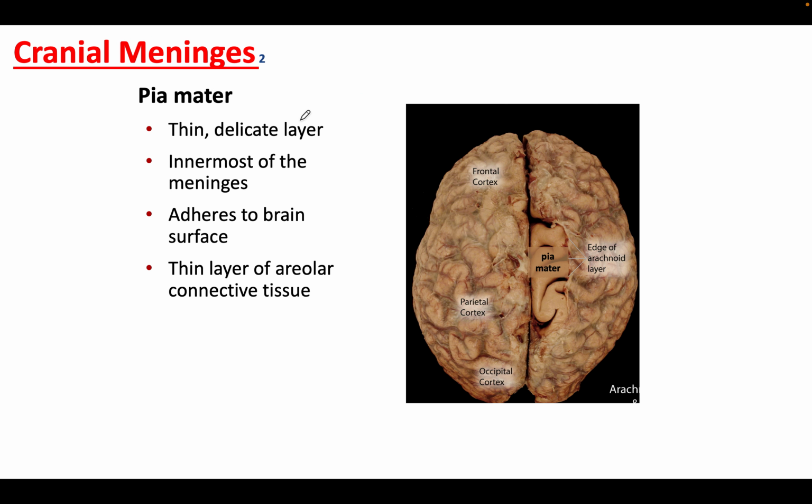So most deep on the surface of the brain, we have the pia. So the term pia means thin or delicate. Okay, so this is the thin, delicate layer, and it is directly on the surface of the brain. So this term right here, it is adhering to the brain. You cannot physically remove the pia from the surface of the brain.